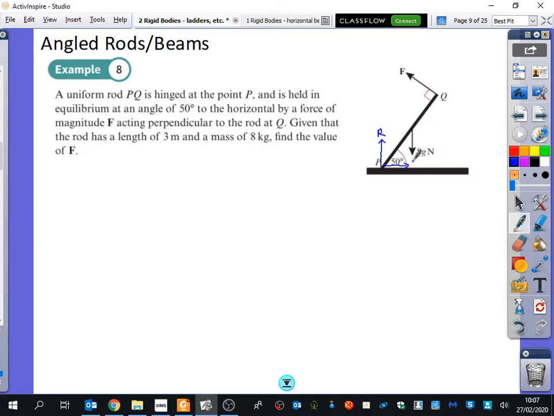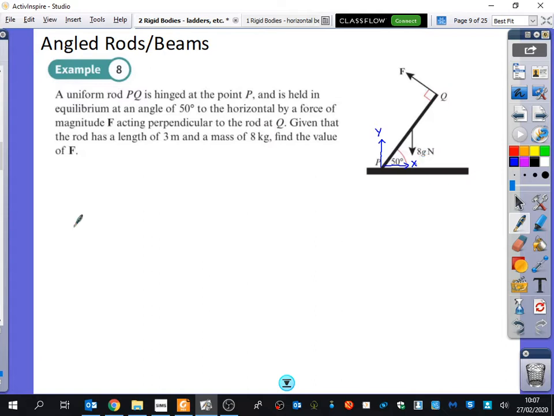Now actually, this one is not friction because it says it's hinged. So instead of it being a normal reaction here, we would just call it the upward force, which is Y, and the alongward force, we would just call it X. Don't worry about Y and X for the moment, okay? We're going to do this when we come back to hinges later. But I just wanted to show you there are some other forces acting here.